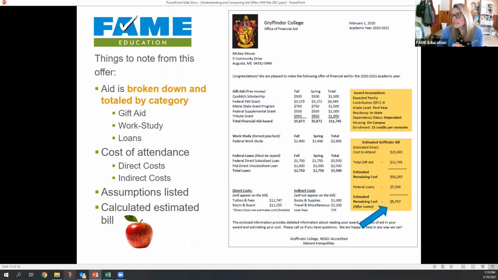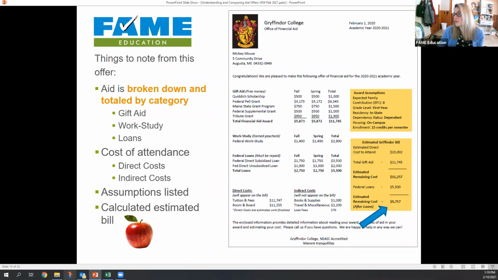You'll also see the work study is separated out. It does say earned paycheck next to it, which I happen to really like just because it's clear. I might also want to take it one step further and add a little asterisk that says it doesn't come off the bill, as a good reminder. And then you'll see the loans, and they clearly state here must be repaid.